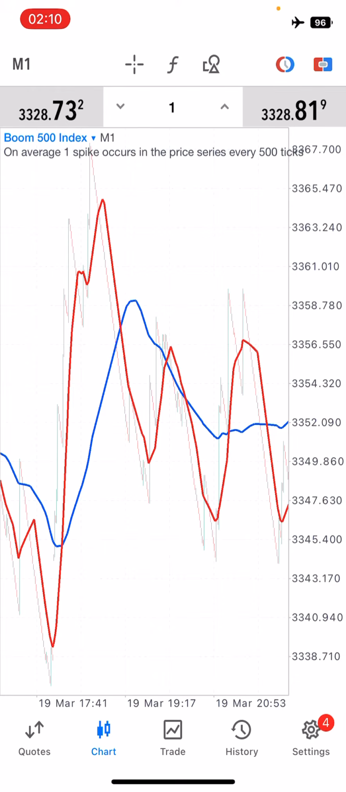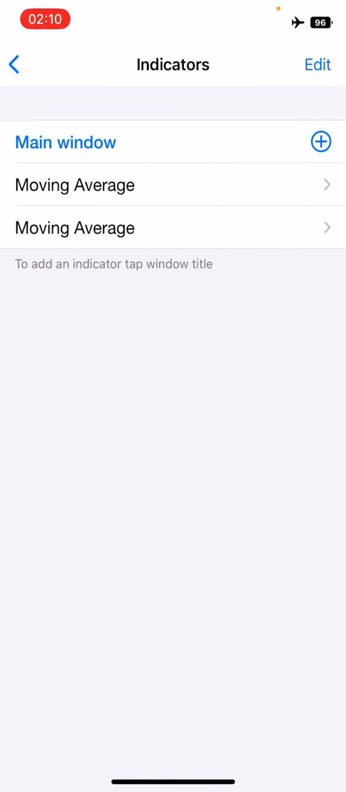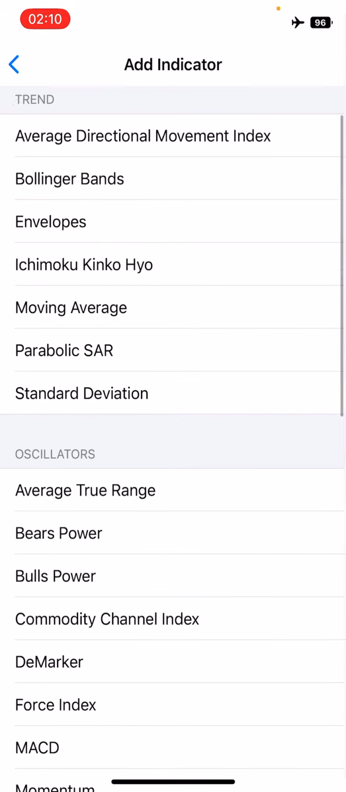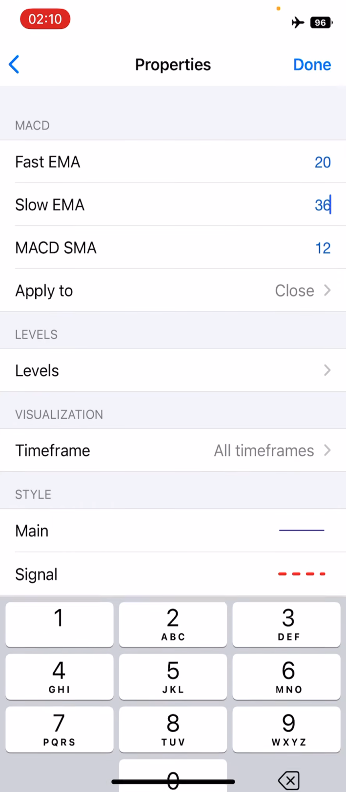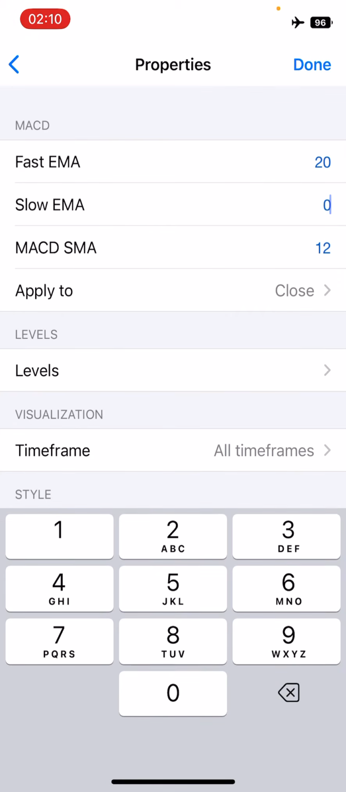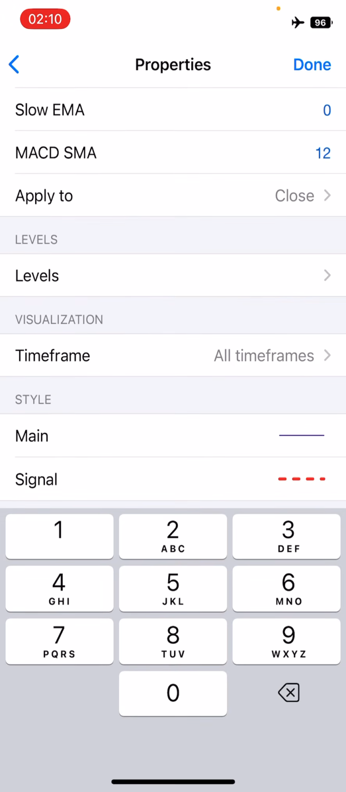The third and final indicator that we want to install is going to form part of our indicator window 1, and it is the MACD. Okay, and this MACD is going to have the following properties that you see on the screen. Basically a fast EMA of 20, a slow EMA of 0. I want you guys to take note of this 0 because it's going to be very important. And then the MACD SMA of 12, apply to close, of course, on all time frames.